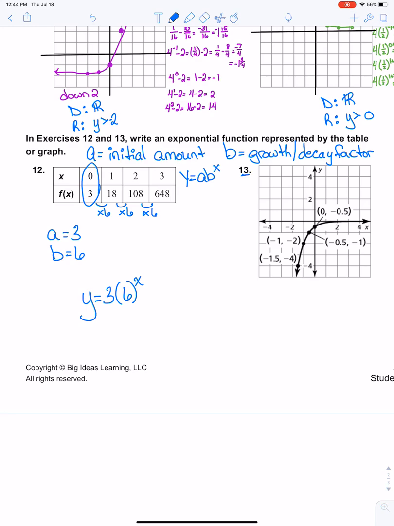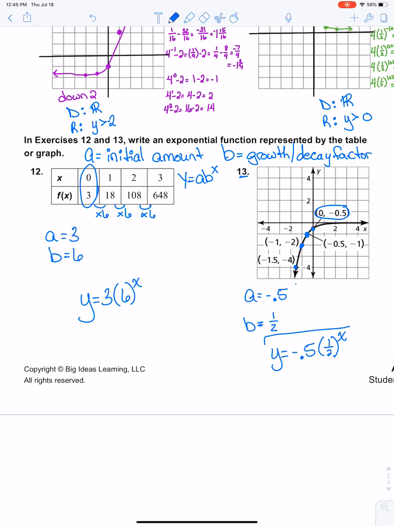Looking at this equation here for number 13, okay, I'm immediately shown that my initial amount is negative 0.5, okay, and then my growth factor, from this point to this point, I'm dividing by 2. I'm dividing by 2 to get to here, and dividing by 2. So I believe that my growth factor is dividing by 2, which is multiplying by 1/2. So my equation would be y is equal to negative 0.5 times 1/2 to the x power. Okay?